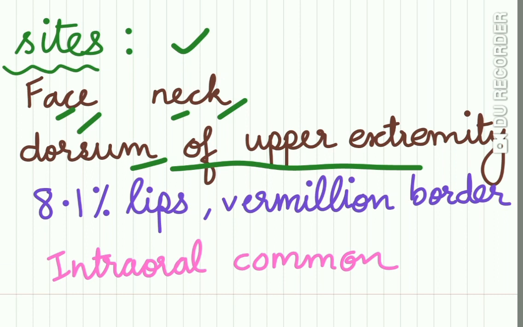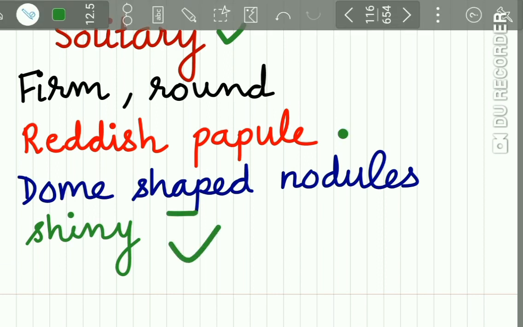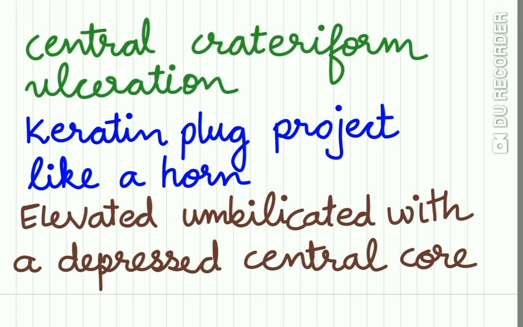Now, for the intraoral lesions, 8.1% of lesions occur on the lips and the vermilion border, and certain ones also in the buccal mucosa, hard palate and so on. The lesion appears as a solitary, firm, round, reddish papule, which is characteristically dome shaped, and it is shiny. There is a central crateriform ulceration, and a keratin plug projects like a horn. There is an elevated umbilicated lesion with a depressed central core.